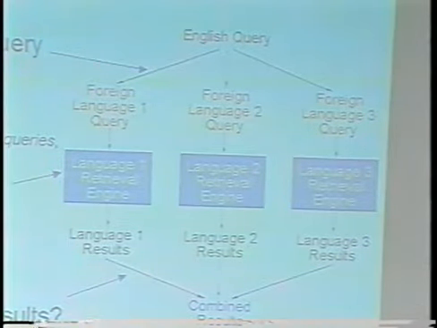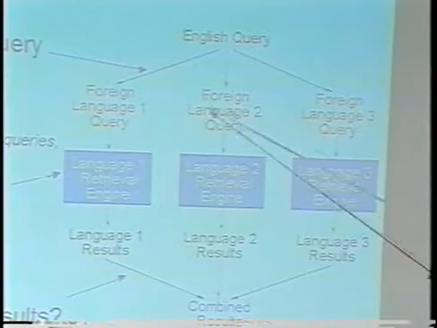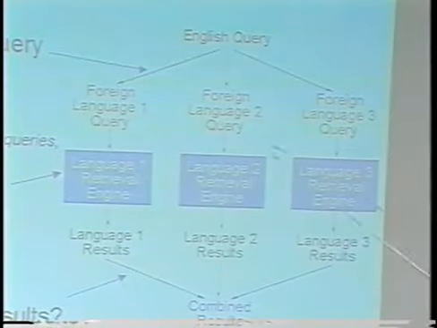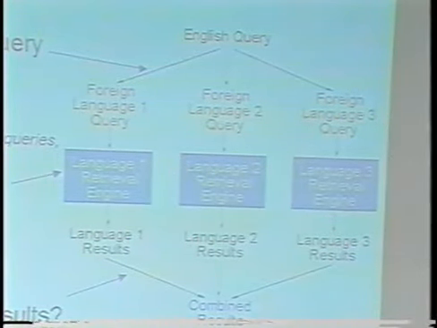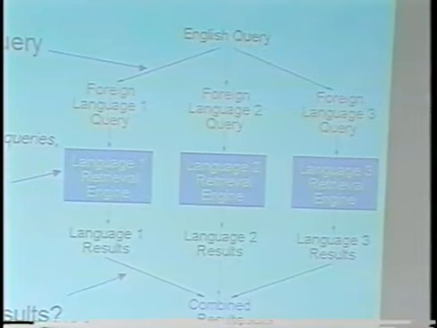And the folks who have done it have not shown any significant performance improvement for doing that as opposed to translating the query. So given the query, how do you map it into a query in each of the foreign languages? How do you solve the basic ad hoc retrieval problem in those languages? And then once you have results in each language, how do you combine them?